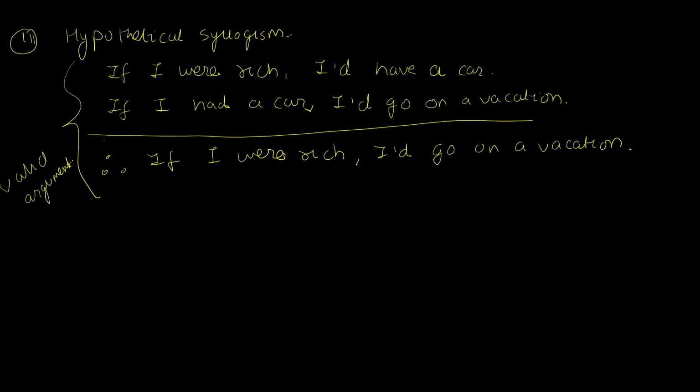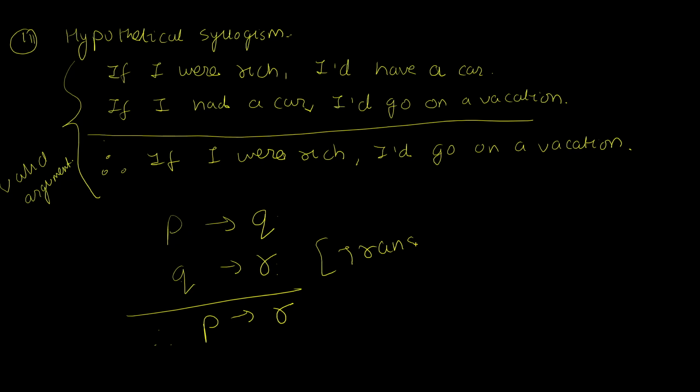And so we can now try to formalize this. The first statement looks like P implies Q. The second statement looks like Q implies R, something else. And from this, I'm able to conclude P implies R. It should be easy to see here: P implies Q and then Q is implying R. That means P will imply R. This is just cause and effect, and this is also called the transitive rule.